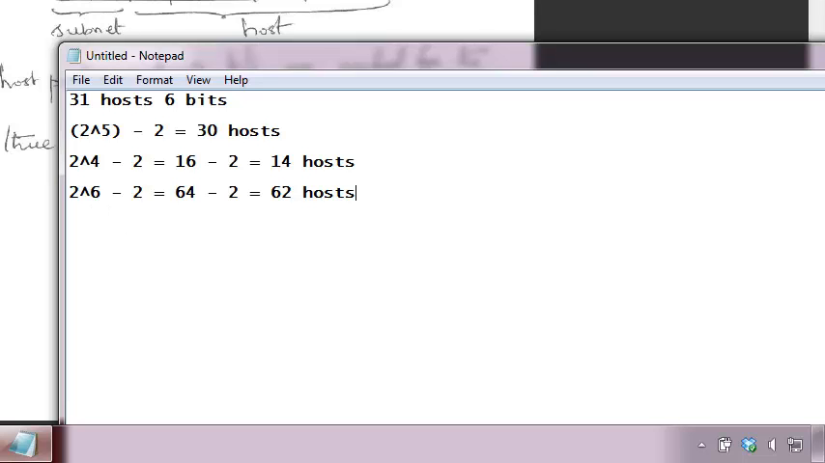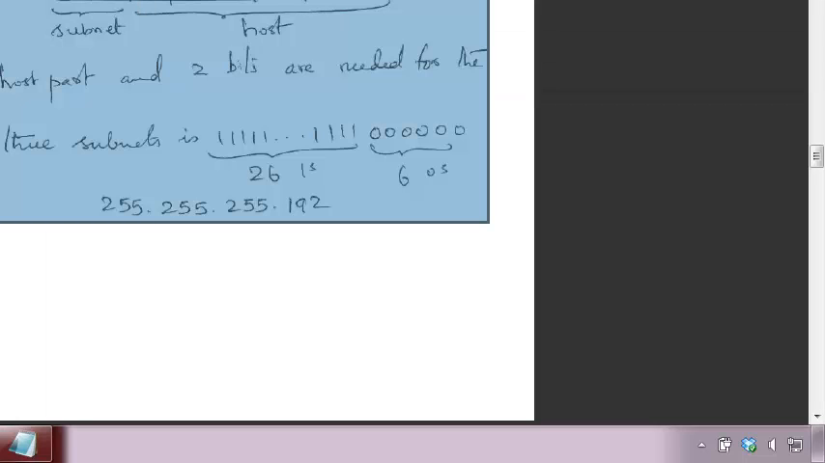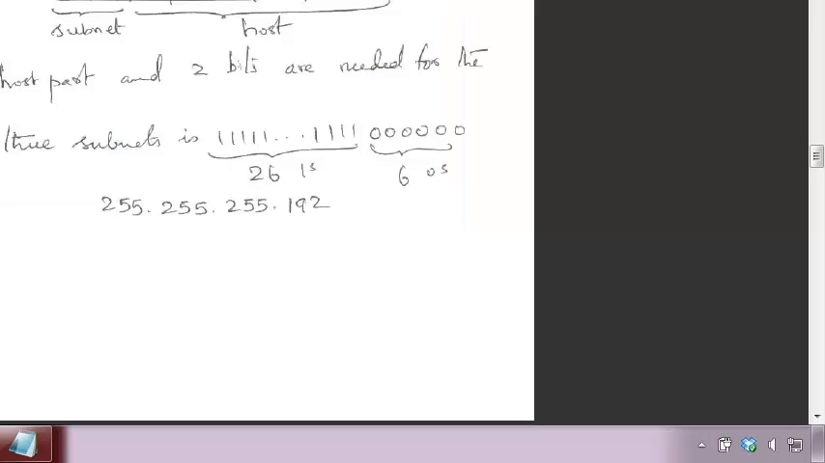So you need to find the maximum number of bits you need to support each of these departments. Now you take the maximum among these, that will come out to be 6. Maximum among 5, 4 and 6 is 6. Okay, so that's what you will end up having.